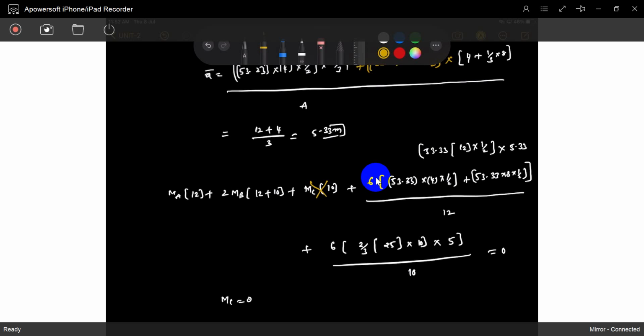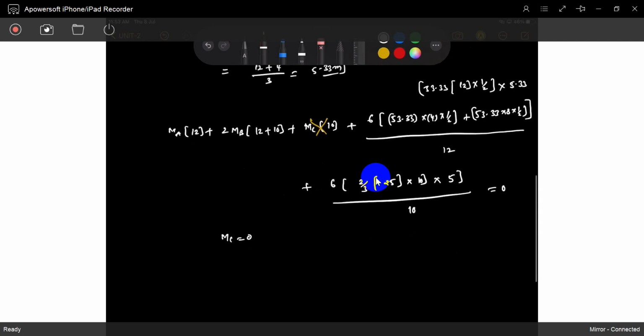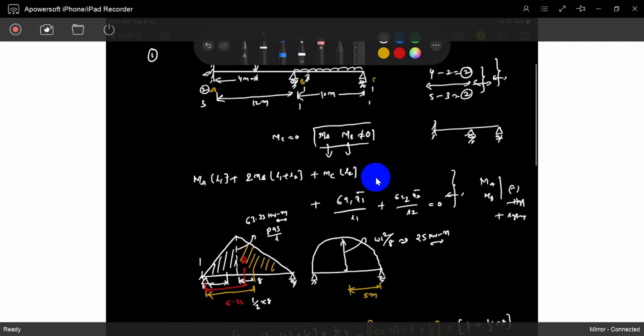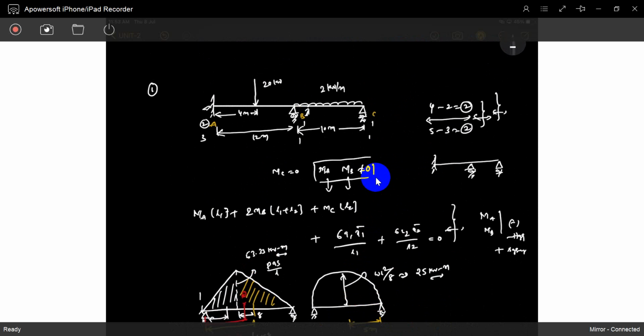You will get the equation like, MA plus MB into 3.67 is equal to 112.73. That is the first equation. So we have two unknowns, MA and MB, but we get only one equation. How will we get another equation?